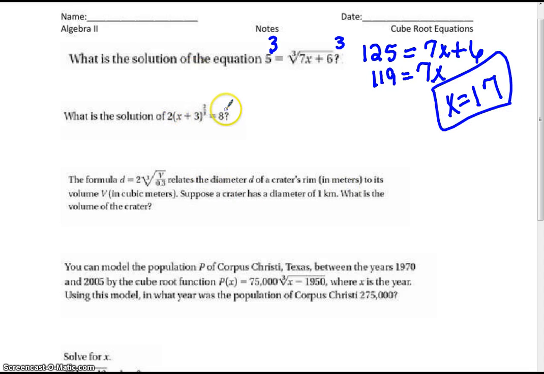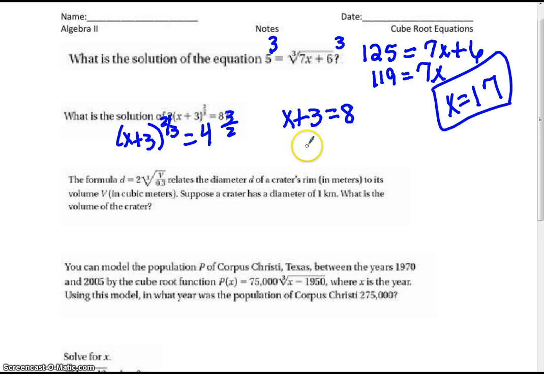Going to this next one, you're going to start by dividing by 2. So x plus 3 to the 2/3 is equal to 8 divided by 2 is 4. You're going to raise both sides to the opposite, so you're going to raise it to the 3/2. So on the left it simply becomes x plus 3 is equal to, you can either do 4 caret open 3 divided by 2, or you can say the square root of 4 is 2, 2 to the 3rd is 8. Either way. So then you move your 3 and x is equal to 5.